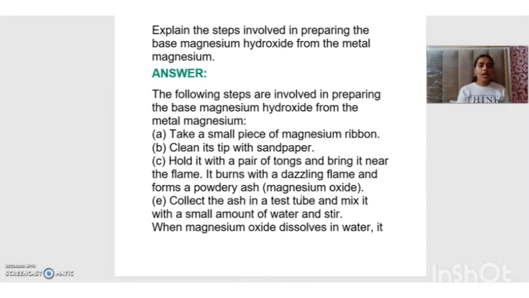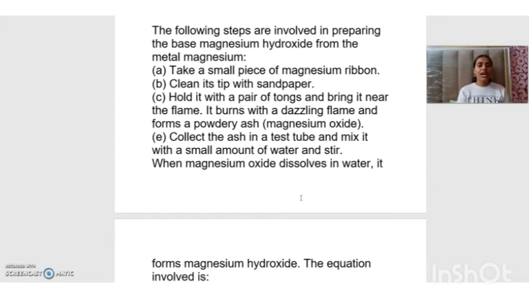The answer is, first of all, we have to take a small piece of magnesium ribbon, right? Then clean its tip with sandpaper. Hold it with a pair of tongs and bring it near the flame. It burns with a dazzling flame and forms a powdery ash. That powdery ash, students, is magnesium oxide, right?